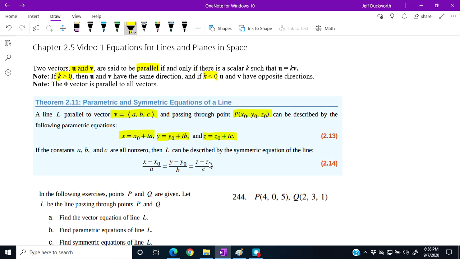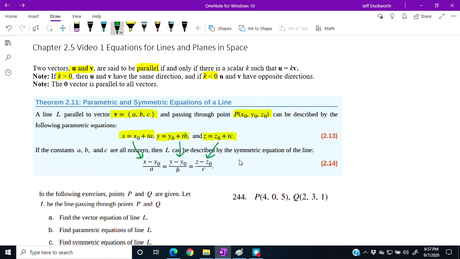And the symmetric equations are actually easy to find once you have these, if you note that these are just algebraic renditions. So if we look down here, if we solve for t, we get x minus x naught over a. We solve for t for the second one, we get y minus y naught over b. And if we solve for t for the third one, we get z minus z naught over c.